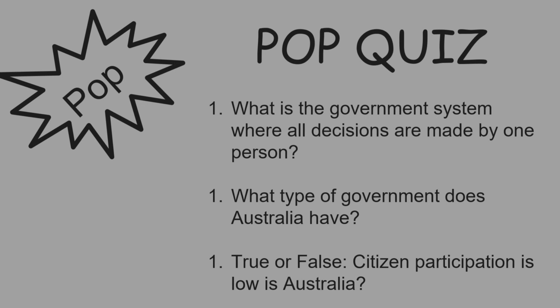And then number 3, true or false? Citizen participation is low in Australia. So, think about that. Parliamentary democracy, is their citizen participation low or is it high? 5, 4, 3, 2, 1. That statement is false. Citizen participation in Australia is high. They have a democracy. The people are able to vote and they do have a voice.